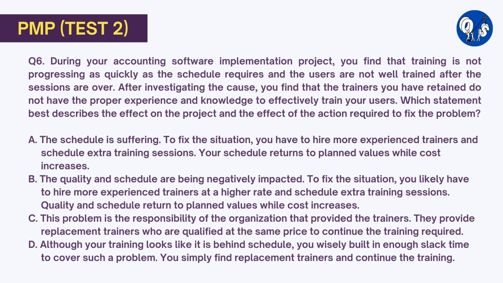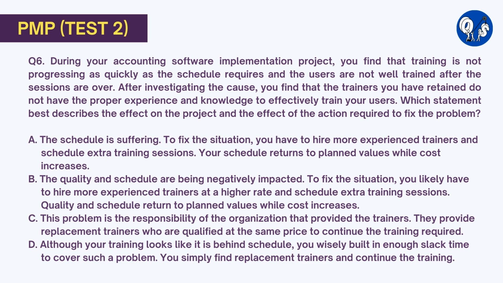In this particular question, option B is correct. The question states that training is not meeting the schedule and the result is the training is not getting people properly trained. This means both schedule and quality are suffering. Of all the solutions, option B provides the best description of the effect on your project.